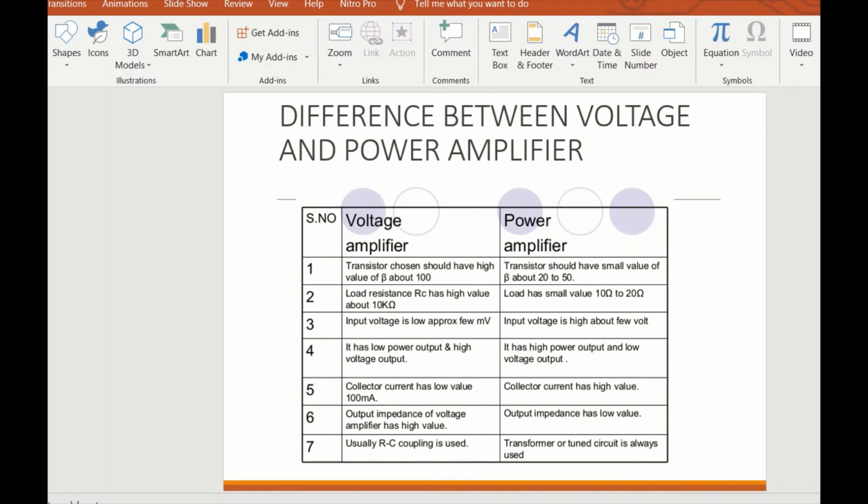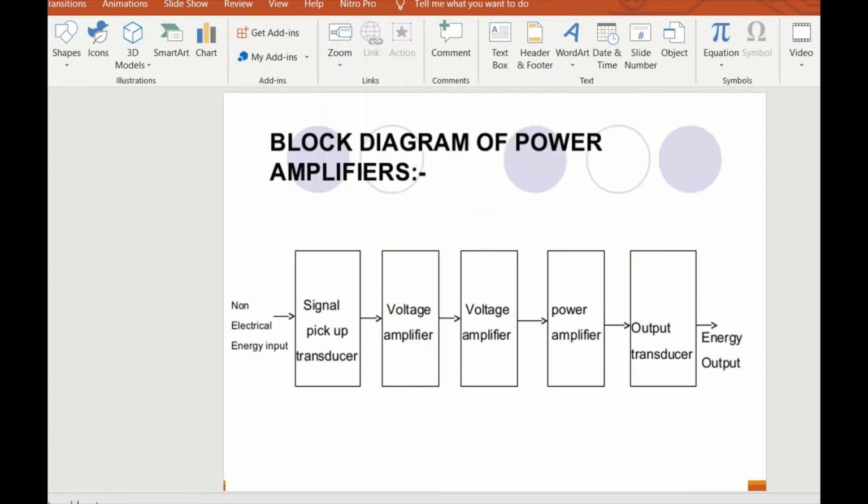In a voltage amplifier, the output impedance has a very high value, but in a power amplifier, the output impedance has a very low value because the load is very small, from 10 to 20 ohms. In a voltage amplifier, RC coupling is used, but in a power amplifier, transformer coupling is used for impedance matching. So this is the basic difference between a voltage amplifier and a power amplifier.